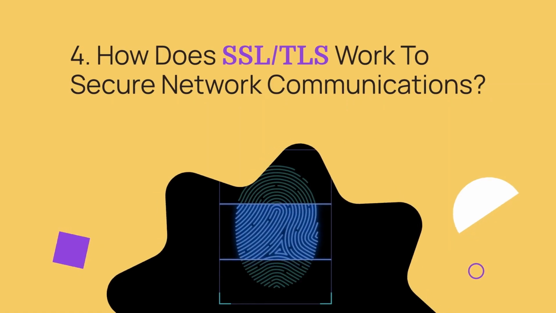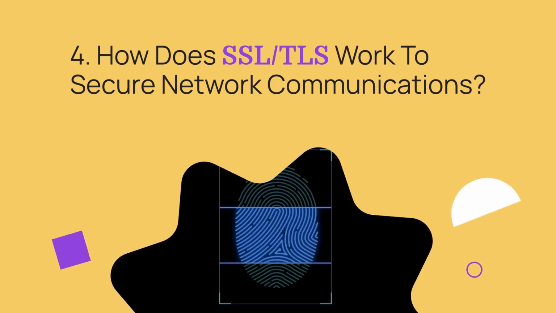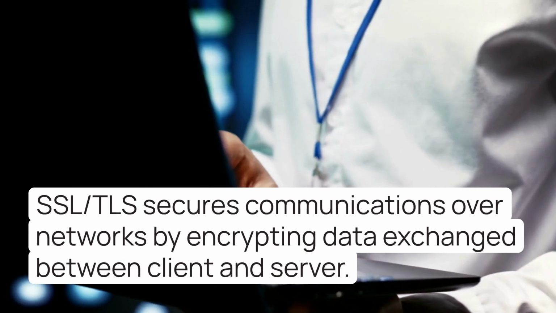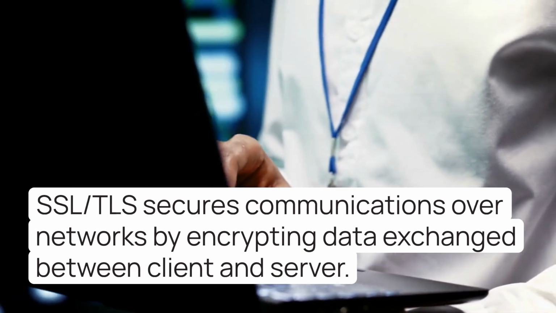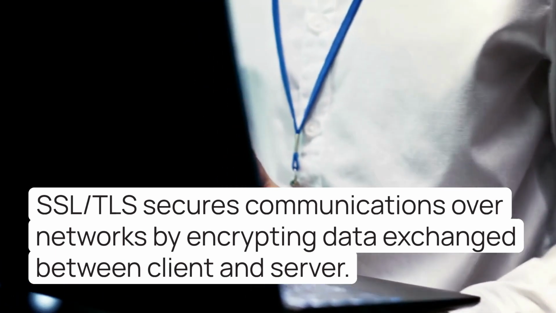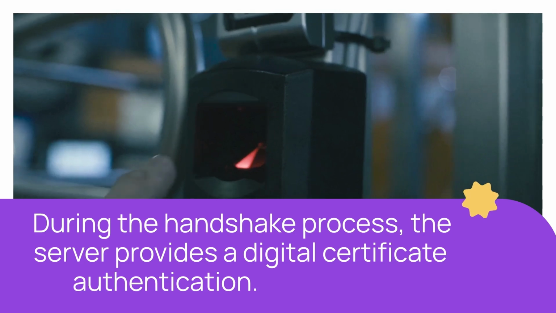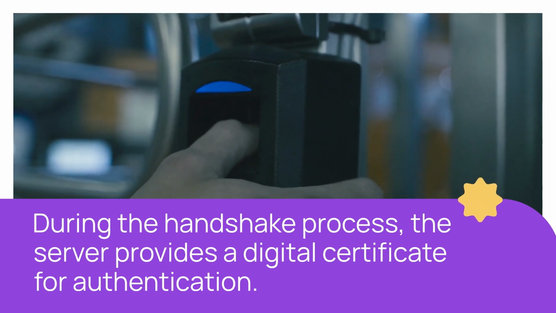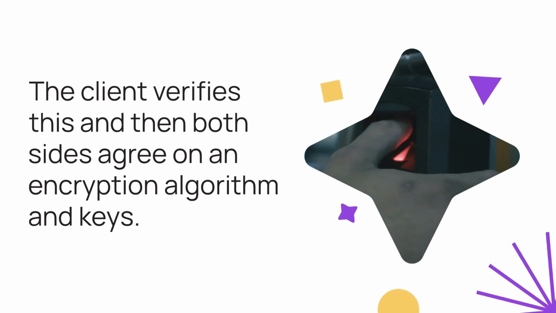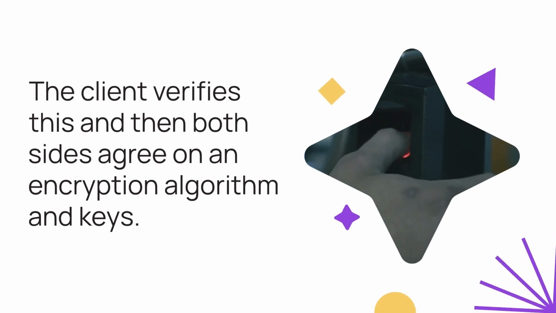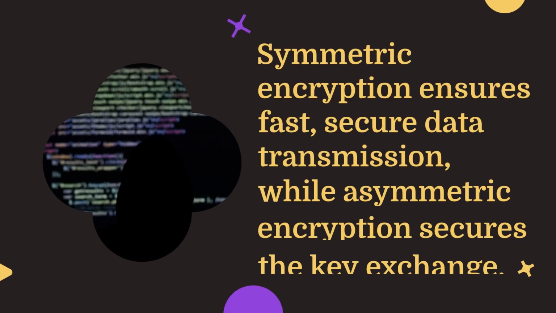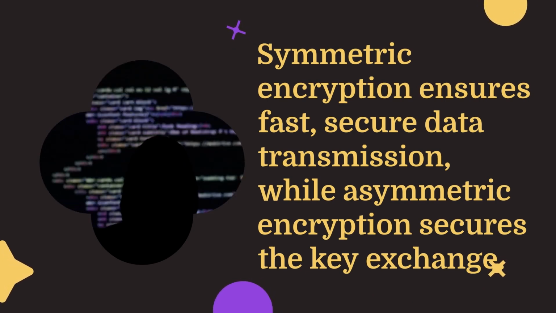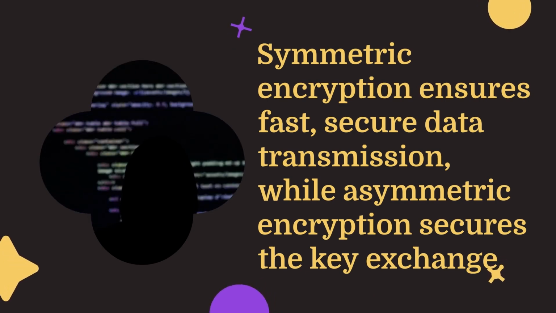4. How does SSL/TLS work to secure network communications? SSL/TLS secures communications over networks by encrypting data exchanged between client and server. During the handshake process, the server provides a digital certificate for authentication. The client verifies this, and then both sides agree on an encryption algorithm and keys. Symmetric encryption ensures fast, secure data transmission, while asymmetric encryption secures the key exchange.